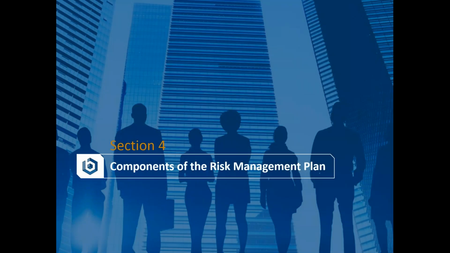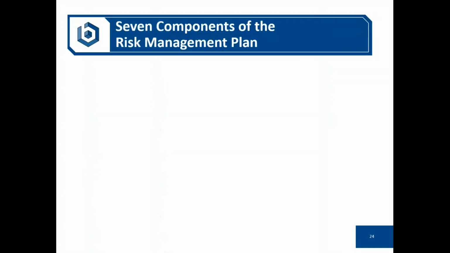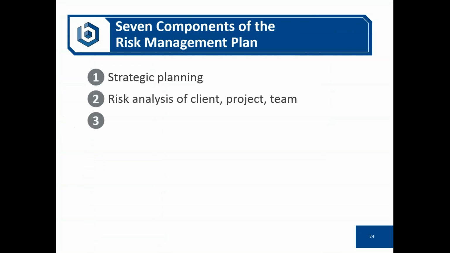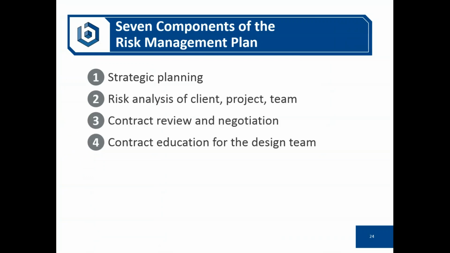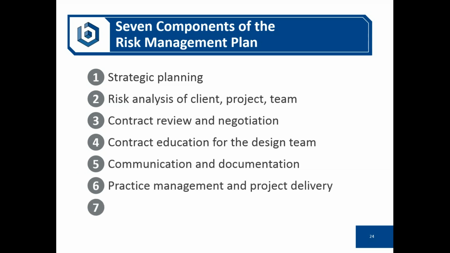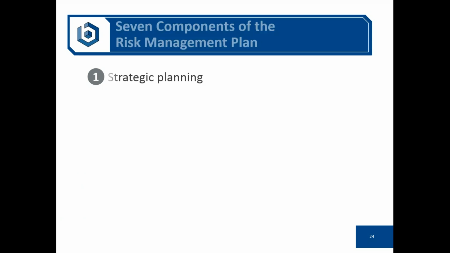So let's talk about the components of a risk management plan. And these are going to roll out right here. I'm going to start with strategic planning, then get into that go, no-go process, and then talk a couple sections on contracts, communication, documentation, practice management, and project delivery. And then we'll conclude with staff training and development.